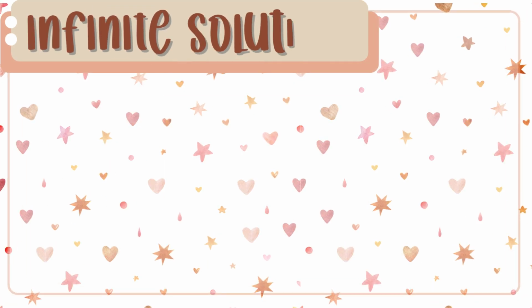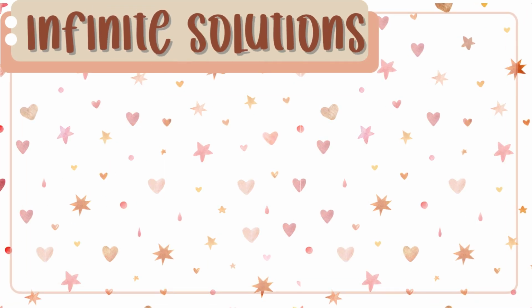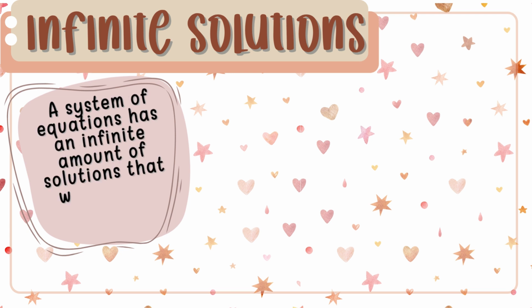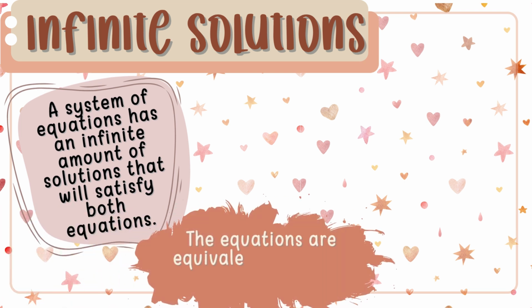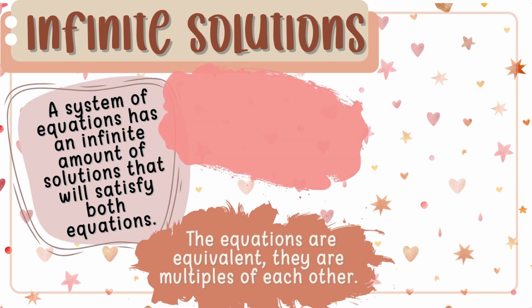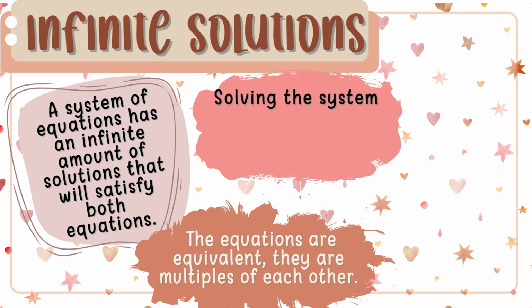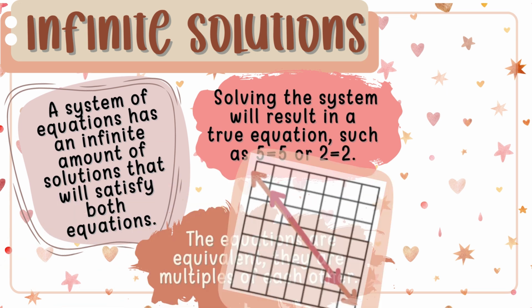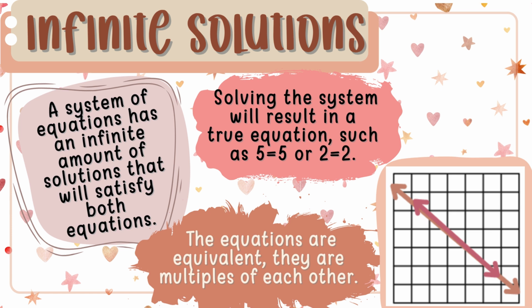Now let's look at infinitely many solutions. This is when a system of equations has an infinite amount of solutions that will satisfy both equations. The equations in the system are equivalent, so they're multiples of each other. Solving the system will result in a true equation such as 5 equals 5 or 2 equals 2. The graph will show two lines on top of each other since they have the same slope and y-intercept.